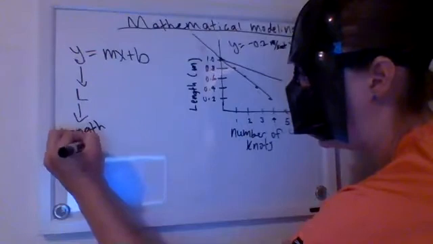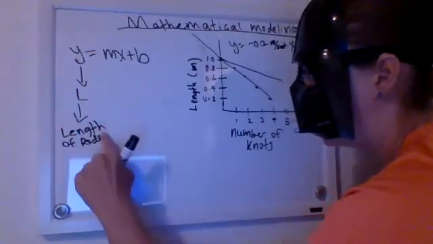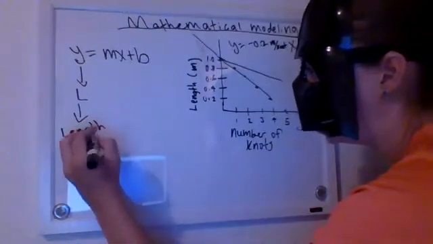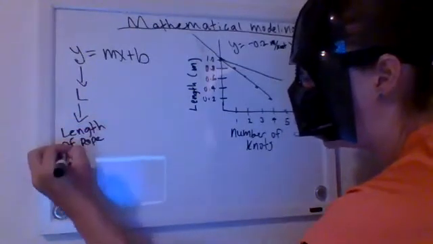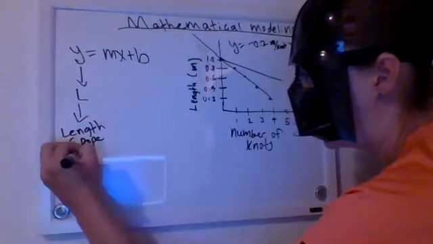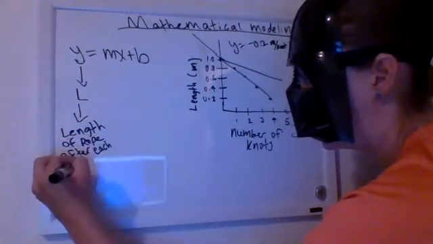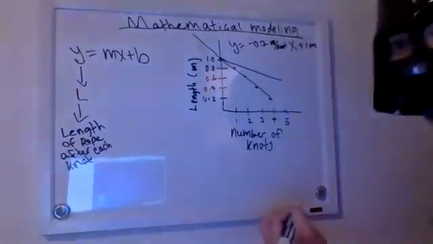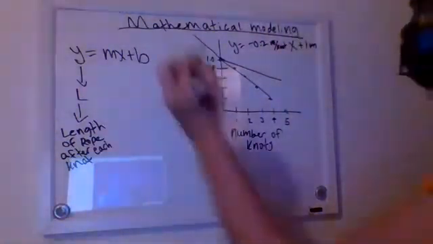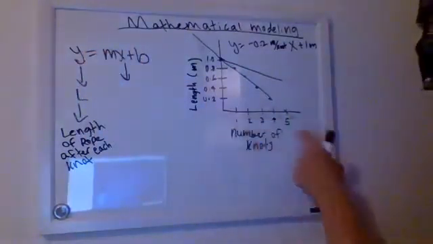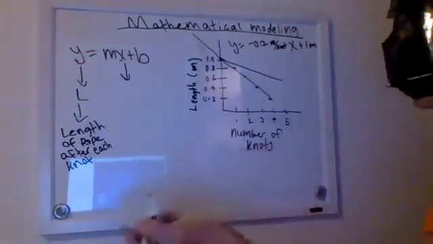of rope. Whoops, I just wrote our dean's name instead of rope. I wrote Rhodey. Length of rope after each knot, right? Okay, and then x is similar to, well, what did we graph on the x-axis? It's just the number of knots.